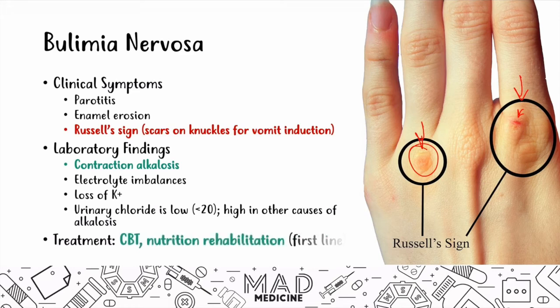Now, the treatment for this is going to be cognitive behavioral therapy to help the patient understand that their body is normal, that they have a healthy body, as well as nutrient rehabilitation. That's the first line. You can also give SSRIs, of course, to treat any underlying cause like OCD or body dysmorphic disorder, etc. You can use those SSRIs. But the mainstay of bulimia and anorexia is going to be cognitive behavioral therapy combined with nutrient rehabilitation.